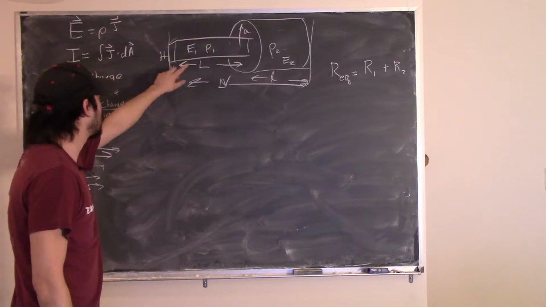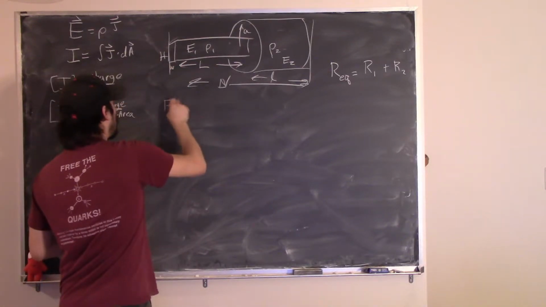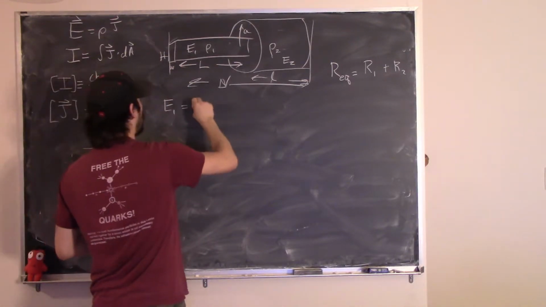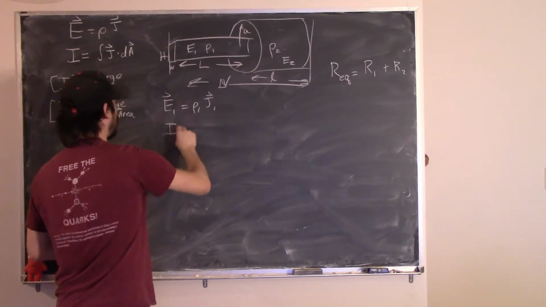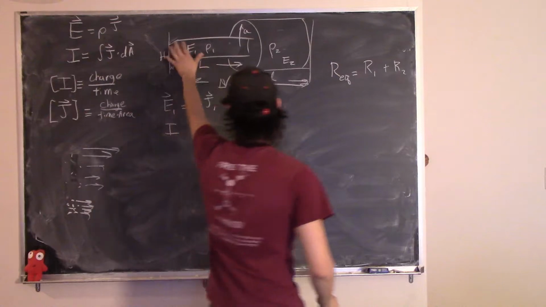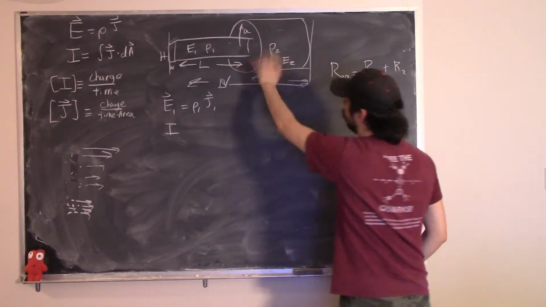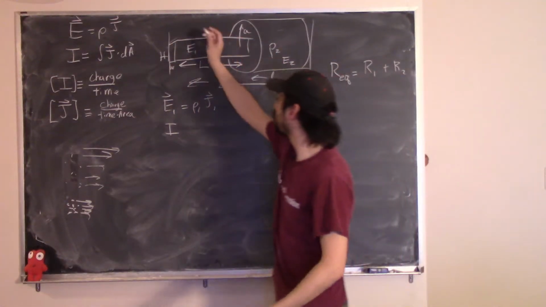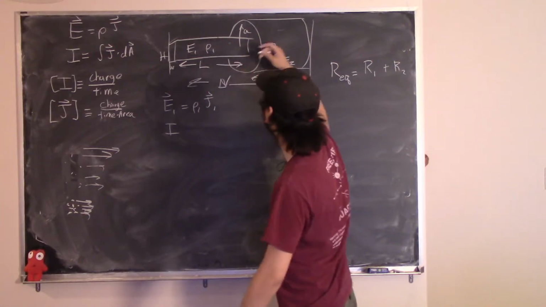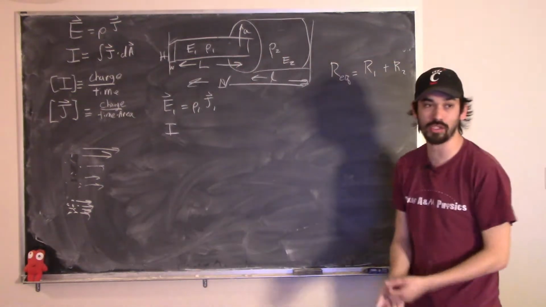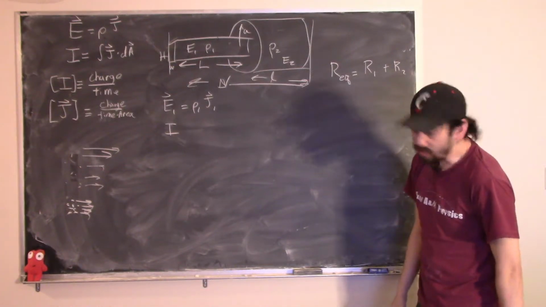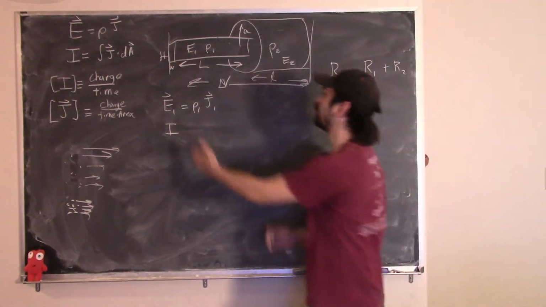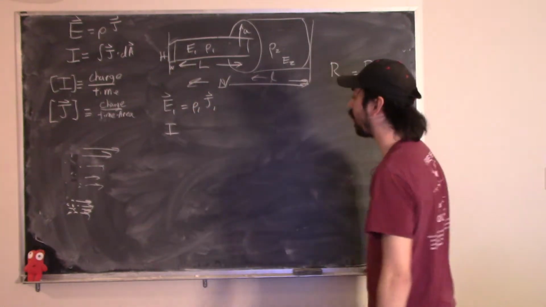So let's first look at E1. So E1 is going to be equal to rho 1 times J1. And so the current I, which is actually the same current in both of these, right? Because the charge per second that moves through this has to be the same, because there's not going to be some accumulation of charge, and there's not going to be a loss of charge. All of the charge that comes in has to be the charge that's coming out.